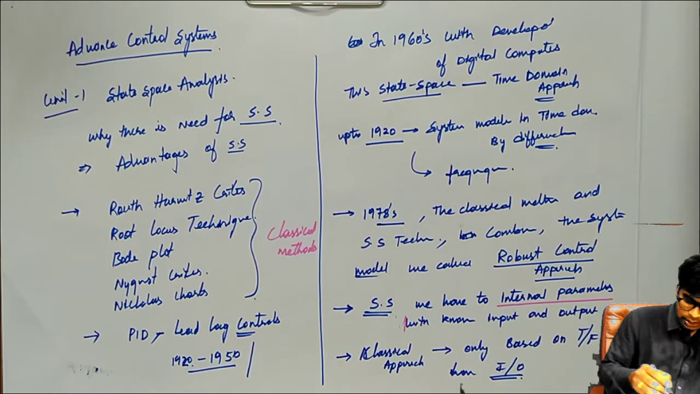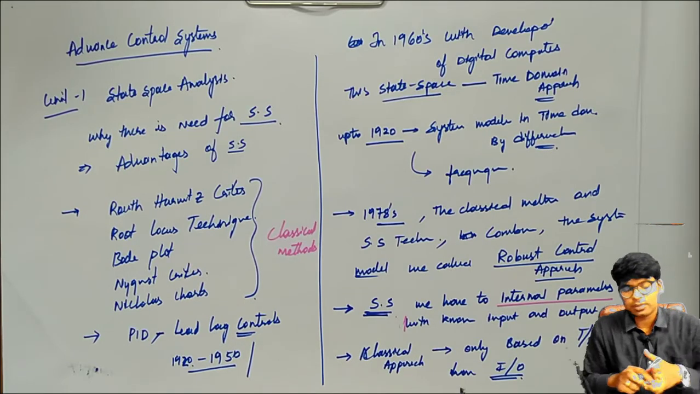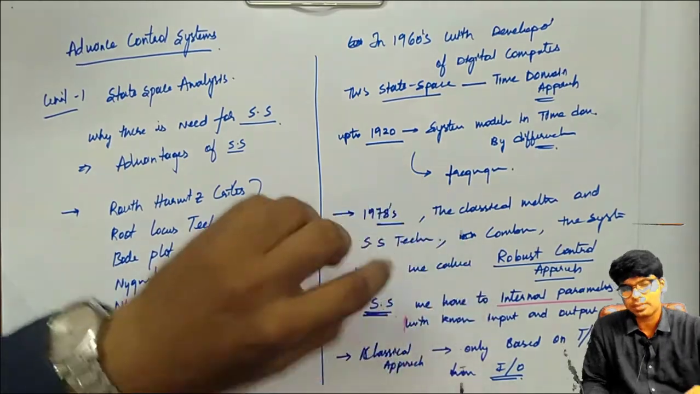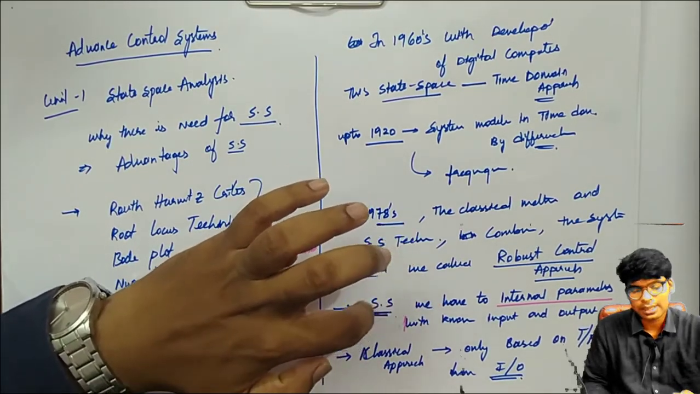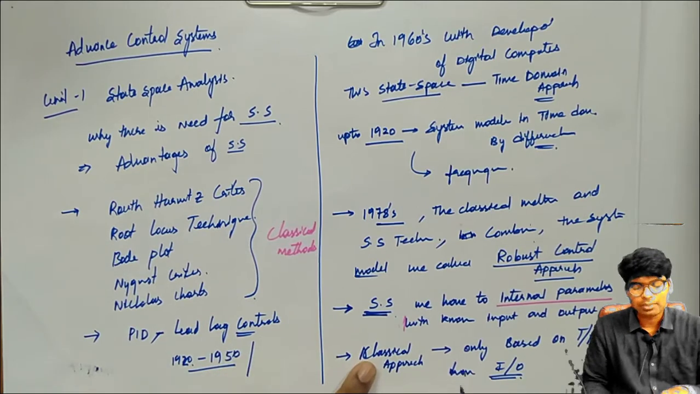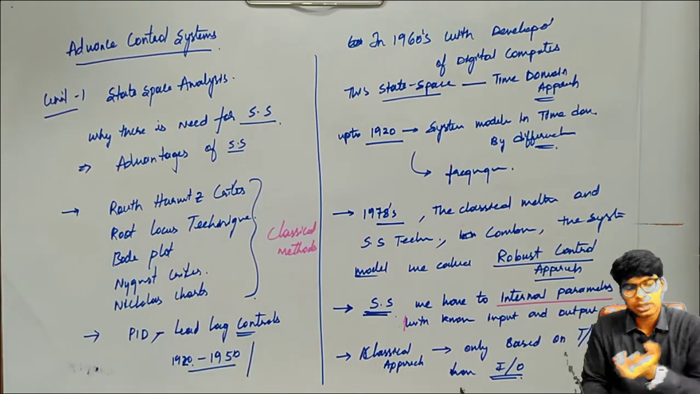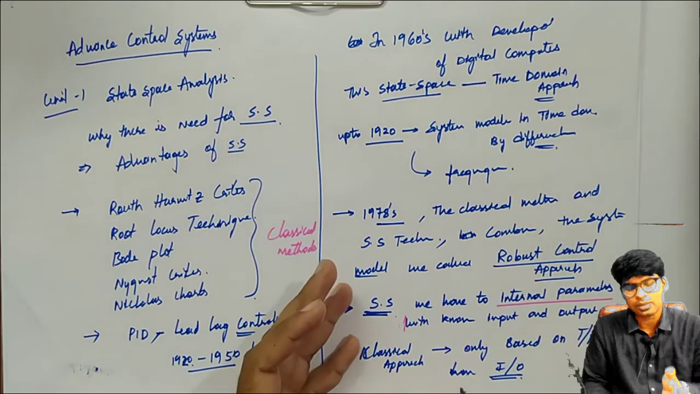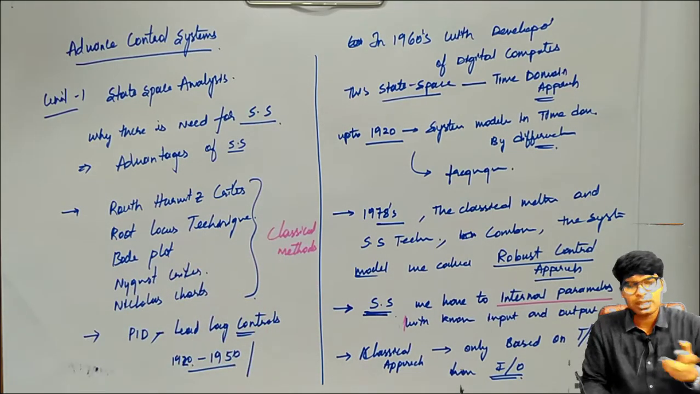So the difference between the classical techniques and state space analysis is that state space analysis is based on internal parameters. The system you model will depend on the internal parameters also, whereas in the classical approach we base it on input and output. In the classical approach, you are given a transfer function, a unit step input is applied, and you examine the output. But in state space analysis, you need to know the internal parameters. By examining the internal parameters, you justify whether the system is stable or unstable, and based on the instability, we design that system.